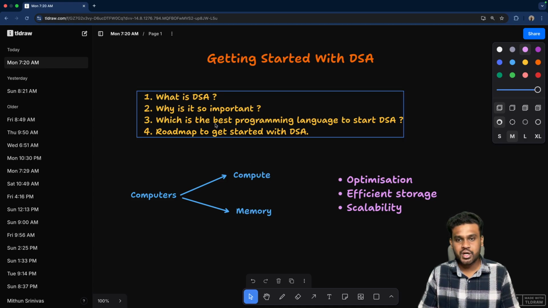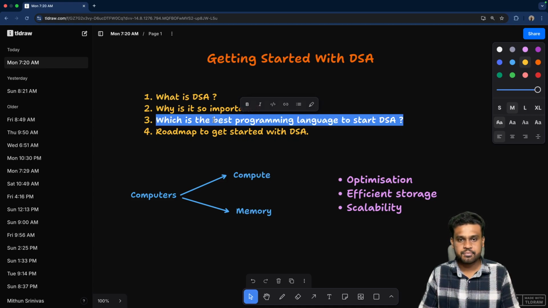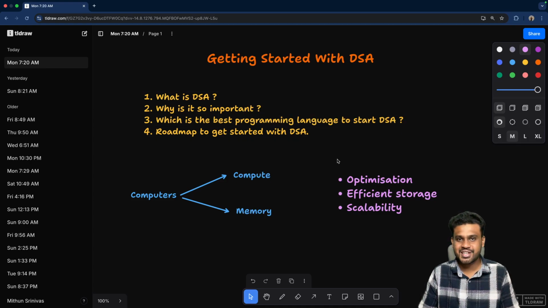Now, which is the best programming language to start DSA? The best programming language to start DSA is, there is nothing as best. Again, whenever there is a discussion of best in software, get out of that discussion. That's my first suggestion for anyone. Because there is no definition of best. If something was best, why do others exist? In software, it's not the best thing, it's what solves the problem.